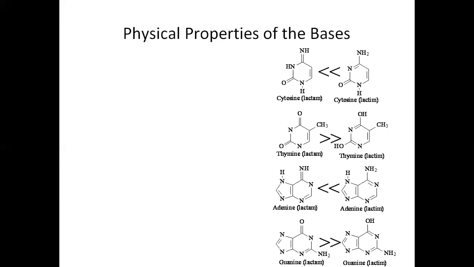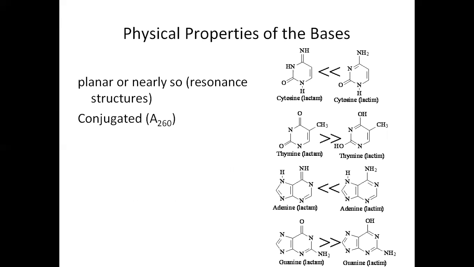There are a few physical properties of bases that are important to touch on. First, they are planar as a result of sp2 hybridization. Second, because they are conjugated, they absorb light, 260 nanometer UV light. This property is used to quantitate nucleic acids. Third, they are water-insoluble compounds at physiological pH.